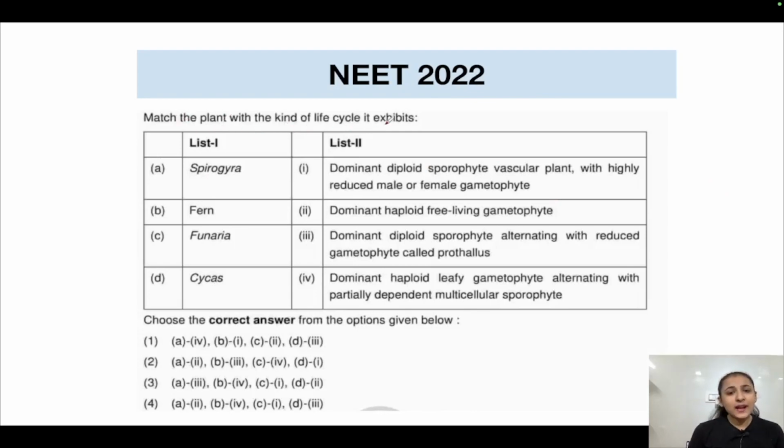Match the plant with the kind of life cycle it exhibits. So सबसे number 1 पे हमें दे रखा है Spirogyra, which is an algae, then fern, funaria and cycas. Fern is a pteridophyte, funaria is a bryophyte and cycas again is a gymnosperm. तो स्पायरोगायरा में अगर हम देखें तो हमें क्या देखने को मिलता है इन चारों ऑप्शंस में से.